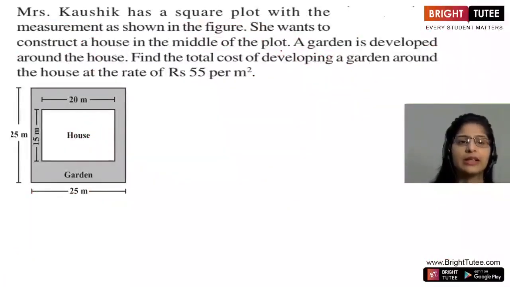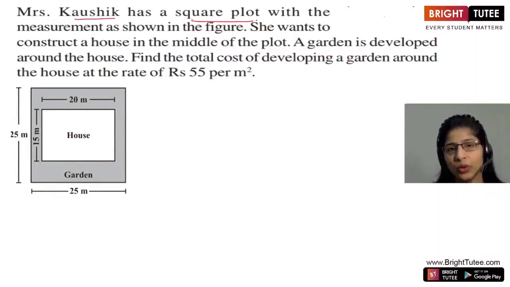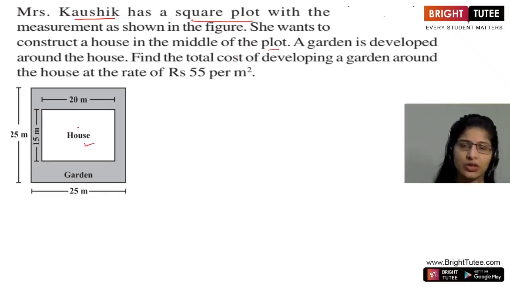If you see here, there is a figure given to you. They are saying Mrs. Koshik has a square plot with the measurements as shown in the figure. You see 25 meter and 25 meter. This is the square plot. Now she wants to construct a house in the middle of the plot. This is the house, and the dimension of the plot where the house is to be constructed is 15 meter and 20 meter. That means the house is going to be rectangular in shape.